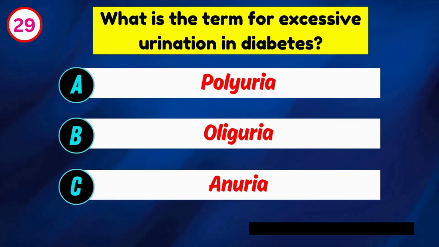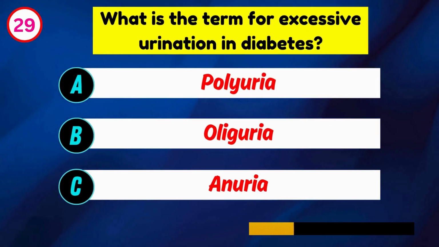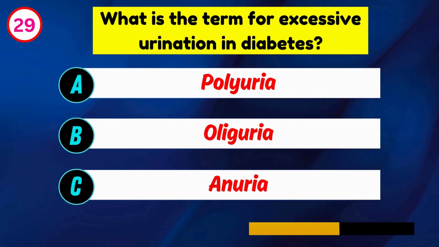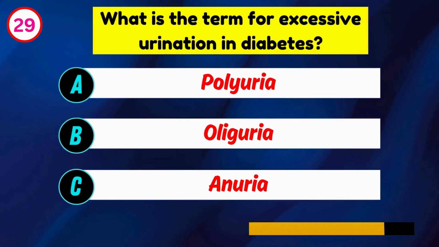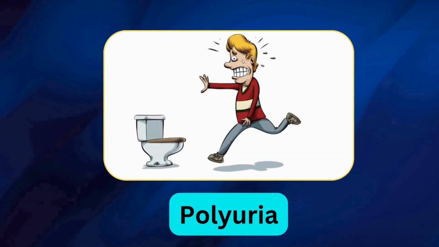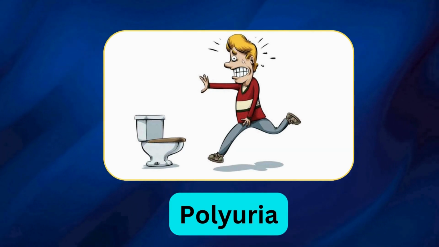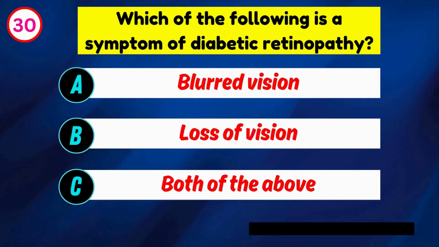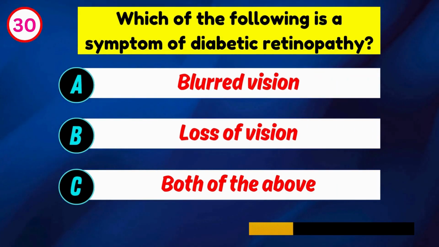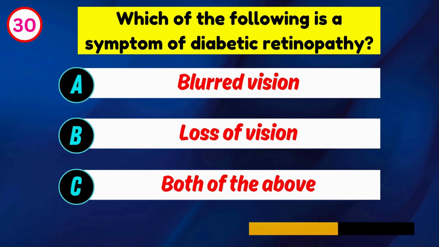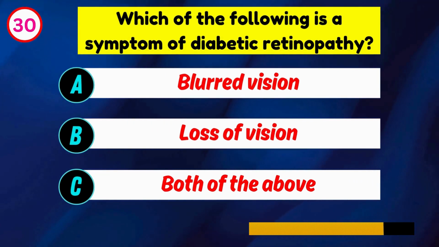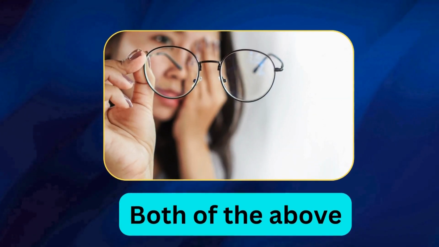What is the term for excessive urination in diabetes? Polyuria, oliguria, anuria. Polyuria. Which of the following is a symptom of diabetic retinopathy? Blurred vision, loss of vision, both of the above. Both of the above.